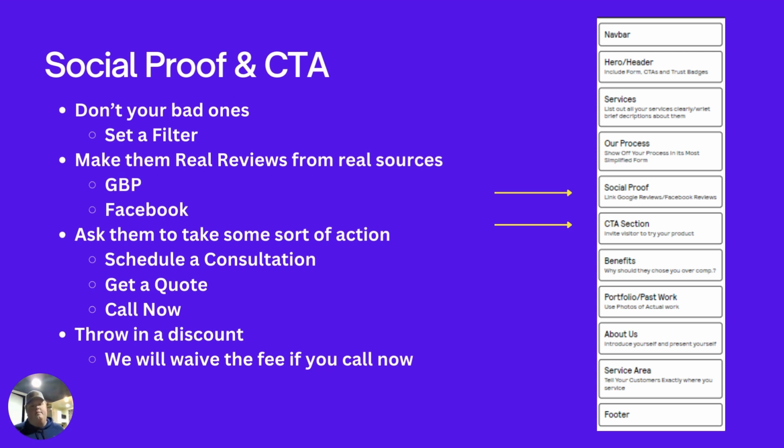For the call to action section, make sure you're asking them to actually take some sort of action, whether it be schedule a consultation, get a quote, call now, or as we saw earlier on in the header, you can throw in a discount. Waive the fee if you call now, or try us for $89. Obviously, it's not going to be $89 across the board, but you can kind of get them in that way.